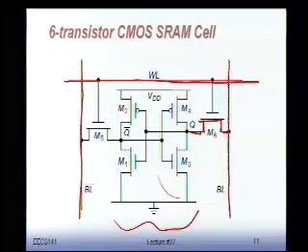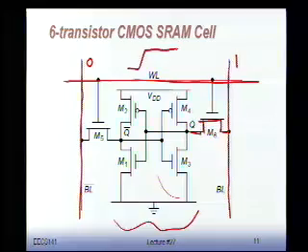Because let's see what's happening now. Suppose I want to write something into this memory block. What I'm going to do is I'm going to say, I want to put a 1 in node Q, and I want to put a 0 in Q bar. What I do is I put a 0 here. I put this bit line to 1. I force one side to 0, force one side to 1, and then I raise the word line.